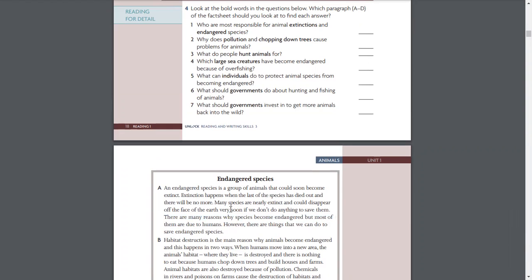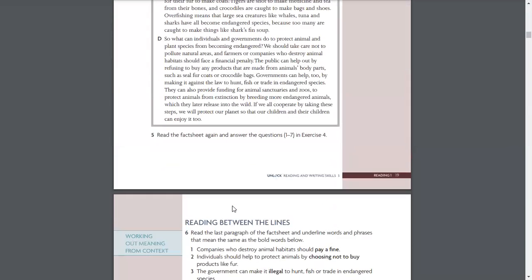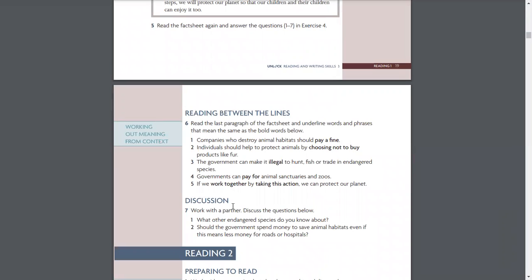You need to do the same things with all the rest of the questions. Please pay attention to your keywords. After that, you need to move to exercise number 5 and exercise number 6, where you need to read the last paragraph of your fact sheet again and underline the words and phrases that mean the same as words in bold in the sentences. For example, pay a fine. You need to find a synonym in the last paragraph of the text. I hope everything is clear with the reading and you don't have problems with it. So let's start doing it and then checking it.